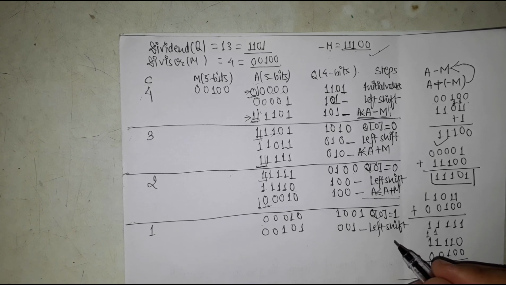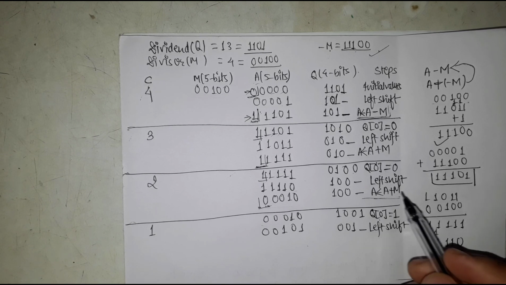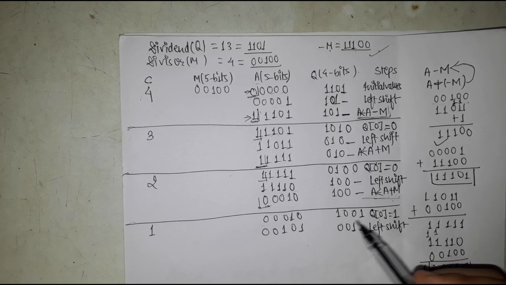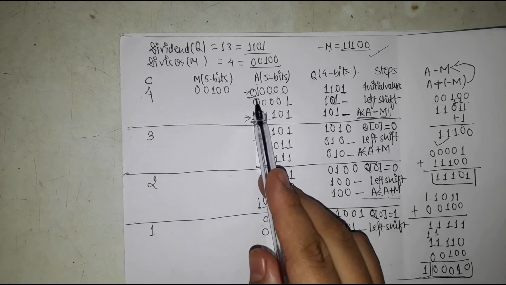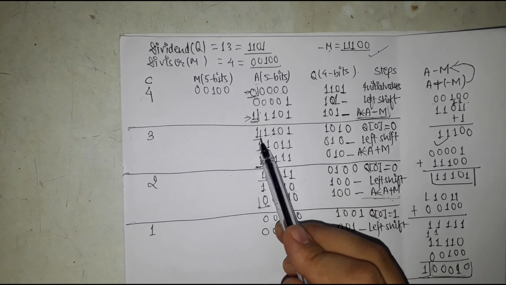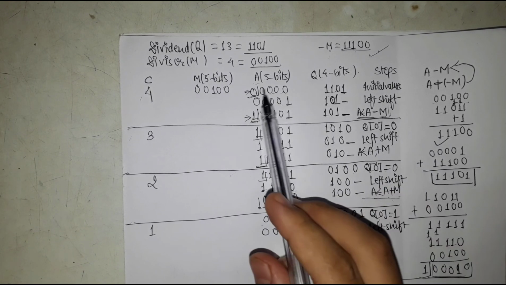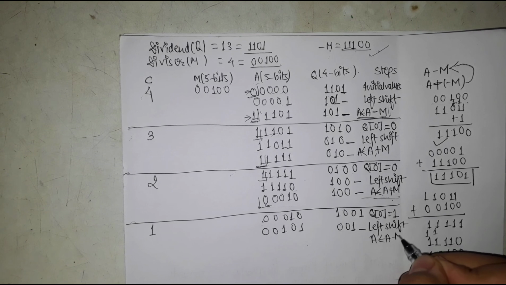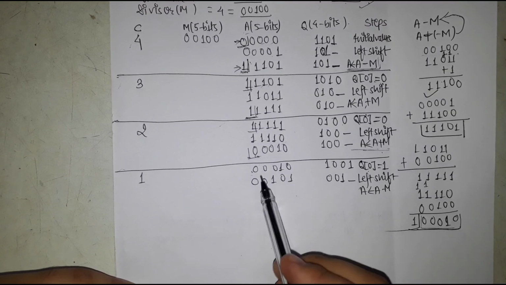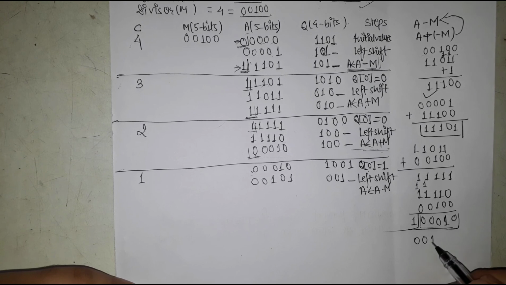And in order to decide whether to perform A plus M or A minus M, we'll have to check the value here. So it is 0, so it was 0 here, so we performed A minus M. It was 1 here, so we performed A plus M. So it is 0 here again, so we're going to perform A minus M. So the value for A right now is 0, 0, 1, 0, 1.